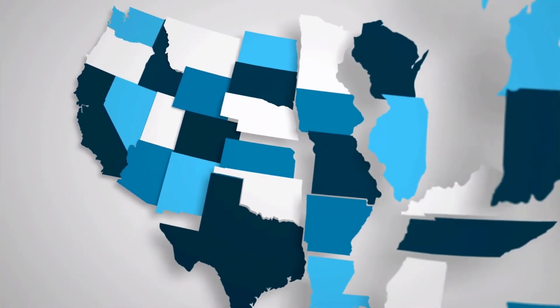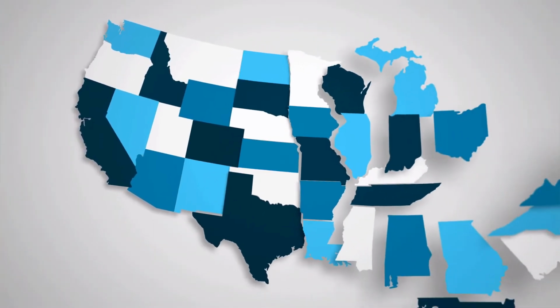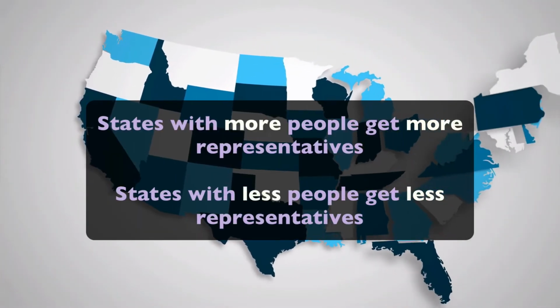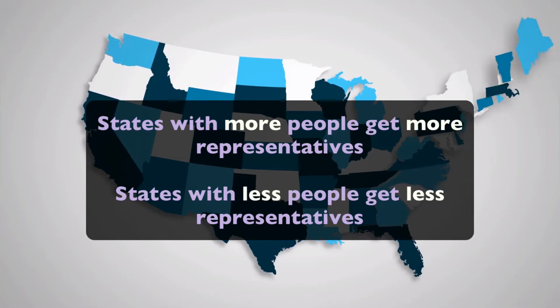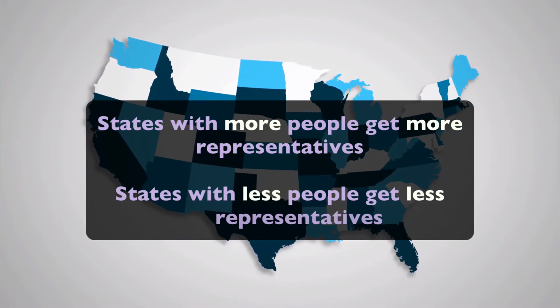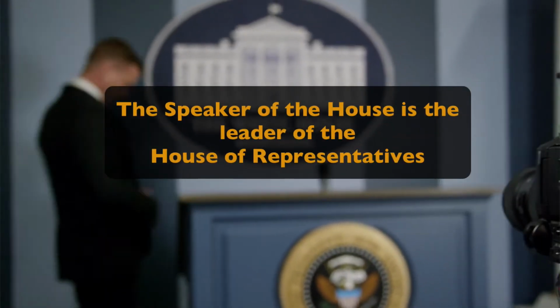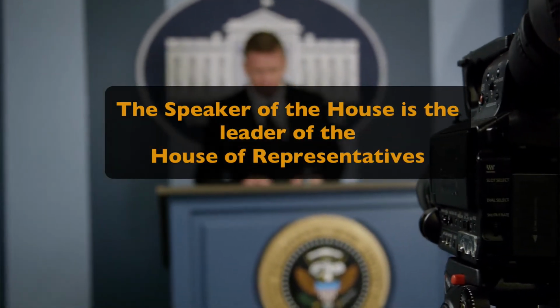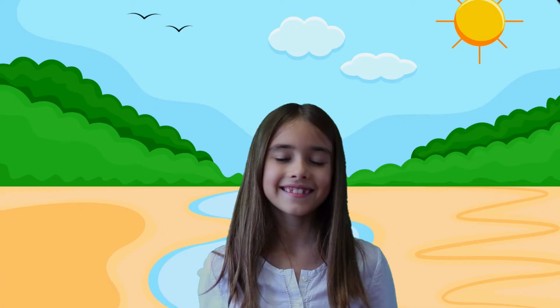435 at least. You see, every state has a different amount of representatives, and this is based on the state's total population. States with more people get more representatives, and states with less people get less representatives. Representatives are elected every 2 years. The Speaker of the House is the leader of the House of Representatives.